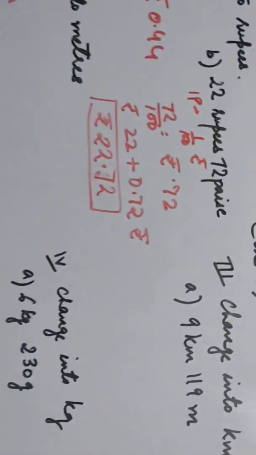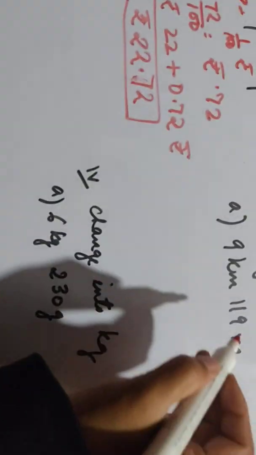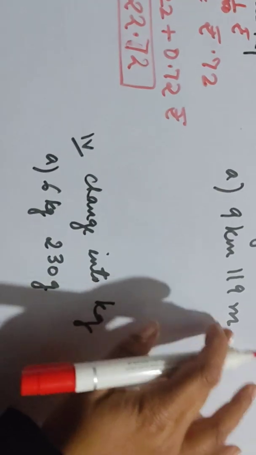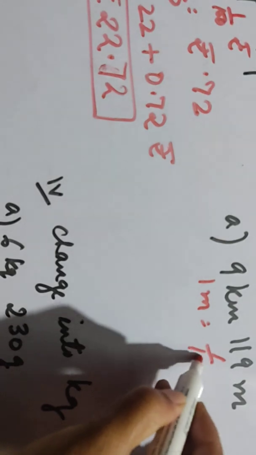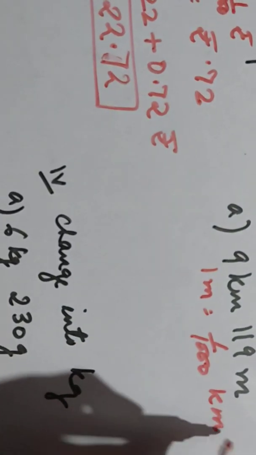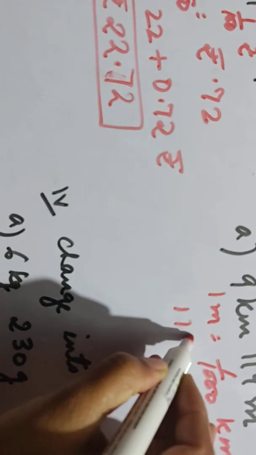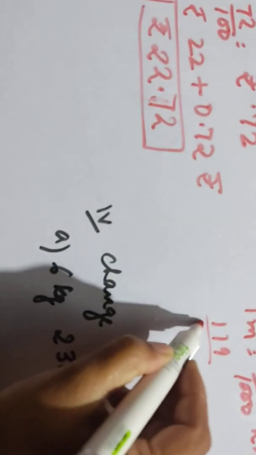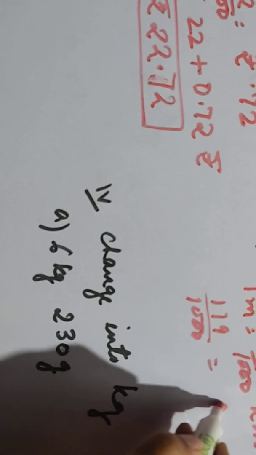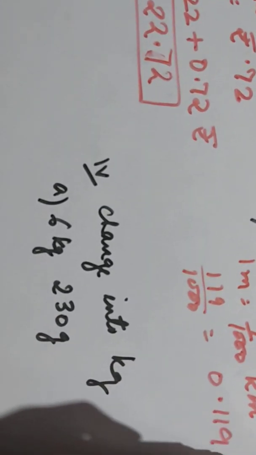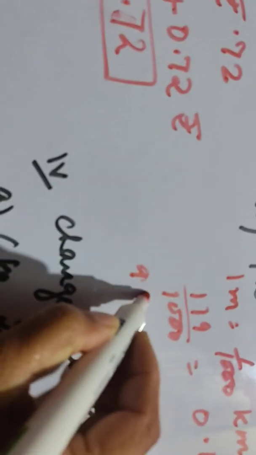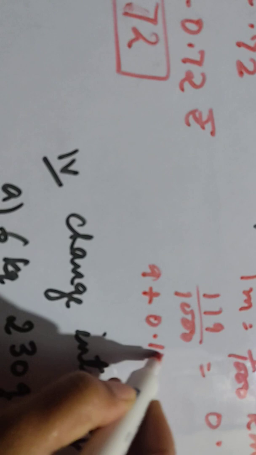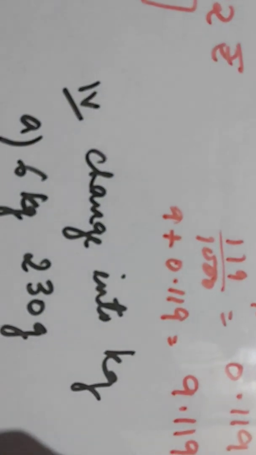Okay, now let's see change into kilometer. Again, this is kilometer, this is meter. We are going to convert this into kilometer by dividing. So 1 meter is equal to 1 upon 1000 kilometer. So 119 upon 1000 gives you 0.119 kilometer. So when we add it, 9 plus 0.119, it is 9.119 kilometer.